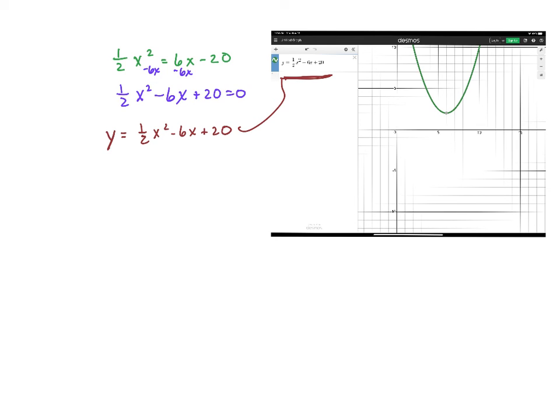Now notice this one does not cross the x-axis anywhere. And that means there is no value for x that we could put in here that would make the function equal 0. It's just not possible using what we call the real numbers. And so with this, we'd just say no real solutions.